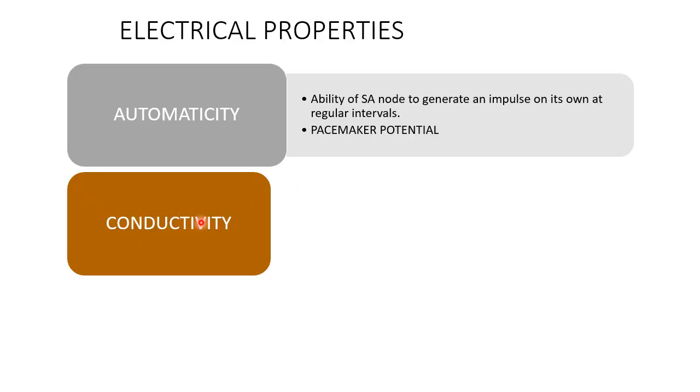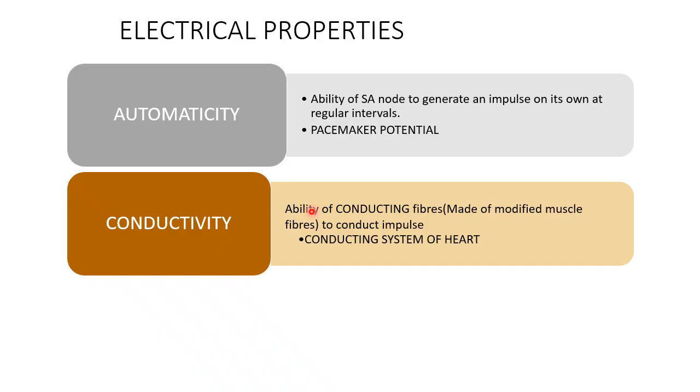The second property is conductivity. What is conductivity? That is the ability of the conducting fibers. The conducting fibers are also cardiac muscle fibers, but they are modified. They have few contractile proteins. That is why they are modified, and their purpose is only to conduct the impulse from the SA node. This was explained in the conducting system of the heart.